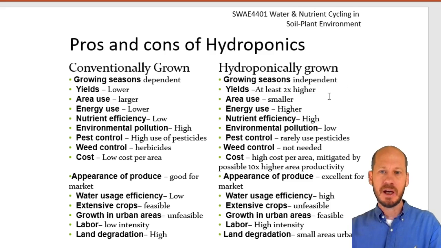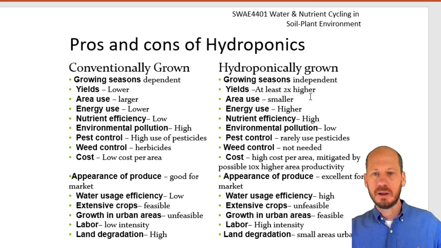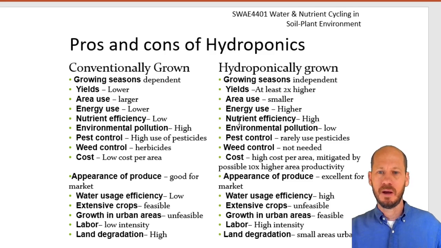So you have a high energy use, but very intensive in labor also. The area usage is very small. Energy use is very high. Nutrient efficiency, this is what I love about it, is, you know, nutrient pollution is one of the main concerns of everybody that studies plant nutrition. So nitrogen losses and phosphorus losses from soils into waters, they're a big concern of agriculture these days.